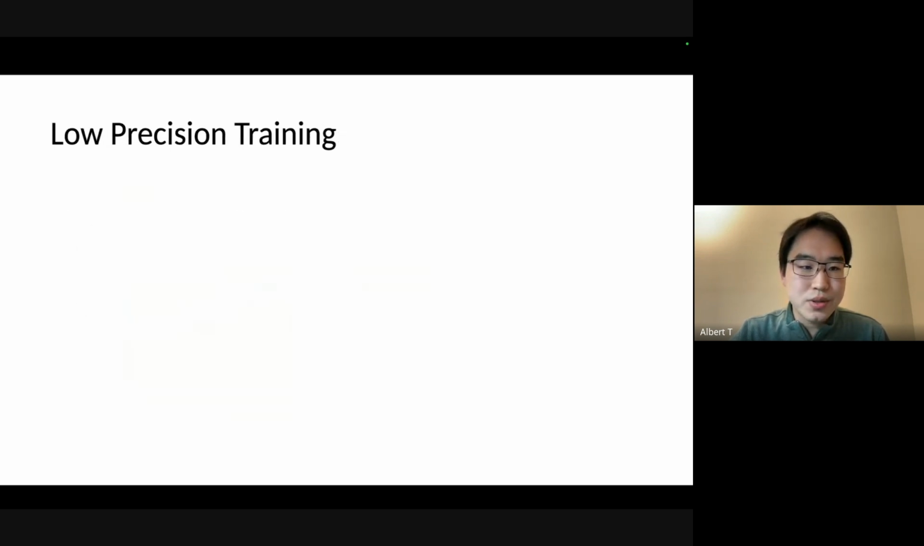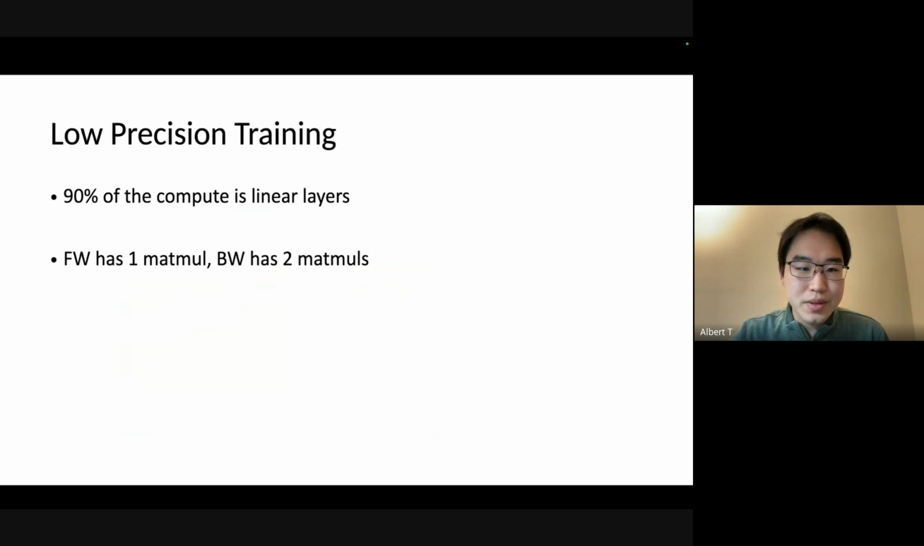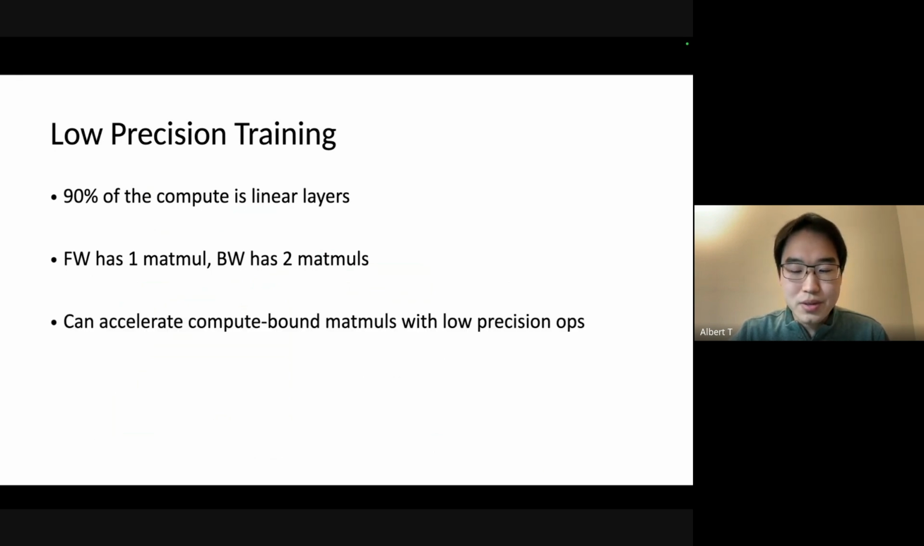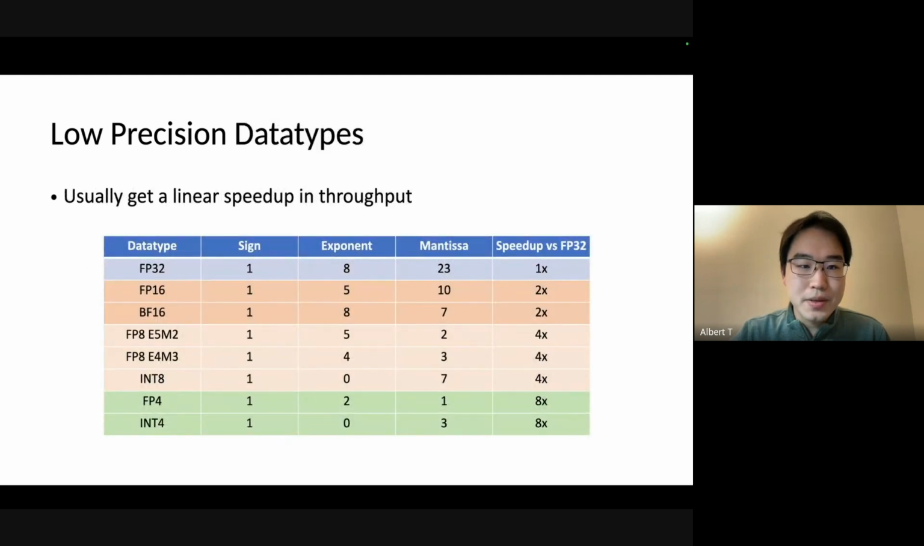In low precision training, we have all this compute, and it's basically three matmuls per layer that cause all this compute. The idea is that we can take advantage of these low precision operations on modern hardware, and we can accelerate these compute bound matrix multiplications. There are a lot of low precision data types out there.